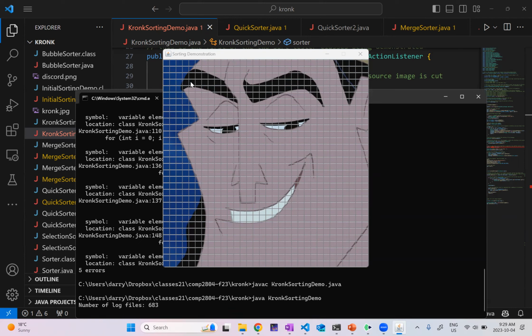Then as you sort it, you get these other array lists that are closer to being sorted, and you can see exactly where each element is. All right, other questions? Okay, what to do next?